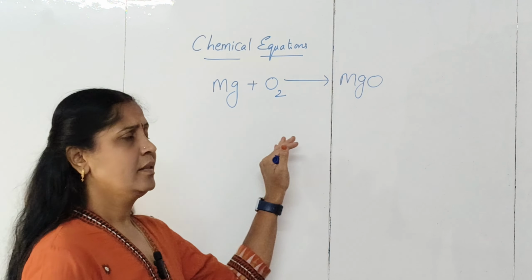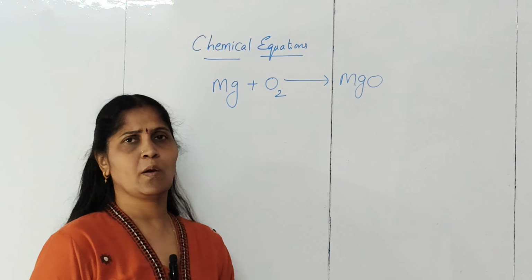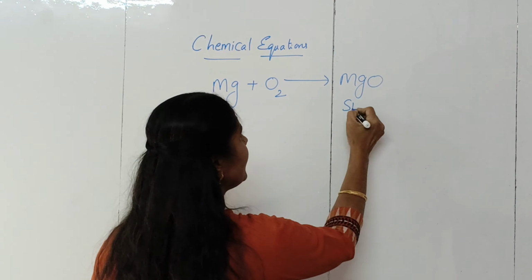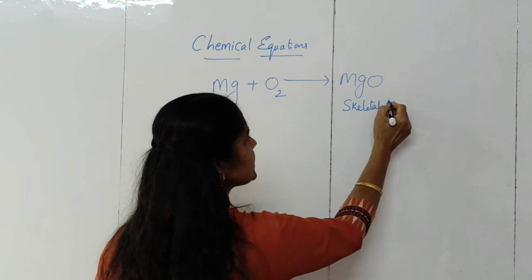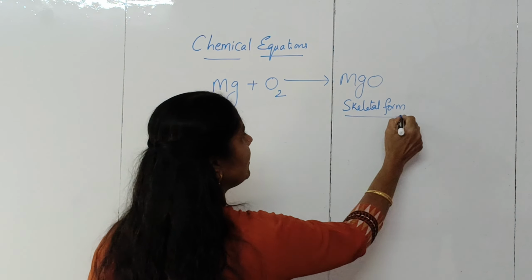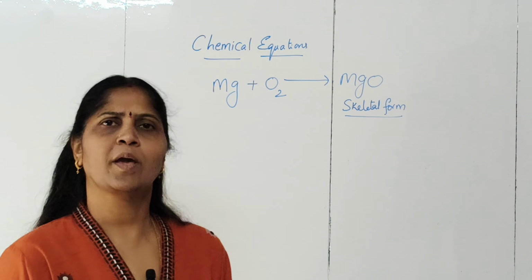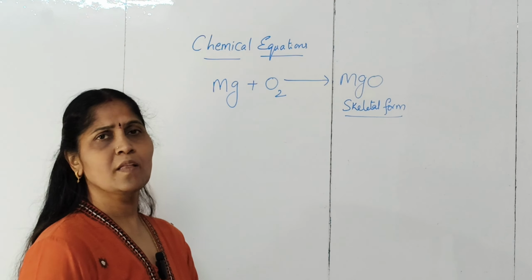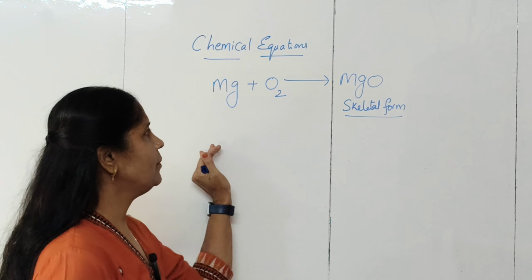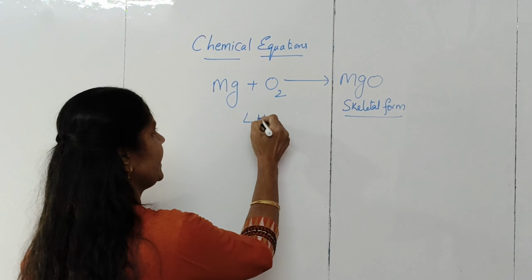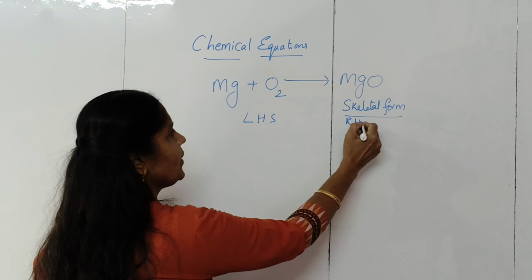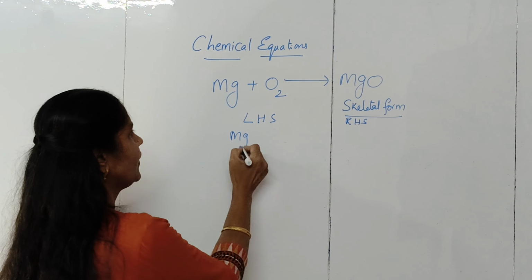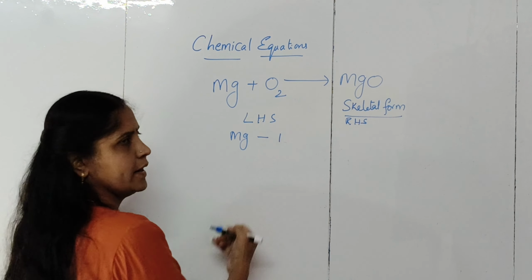But this particular type of chemical equation is called the skeletal form of chemical equation. Why is it called the skeletal form? If you see the number of atoms of each element on the left hand side and right hand side, let us see how many atoms are present. If you see magnesium, how many are there? There is one atom.